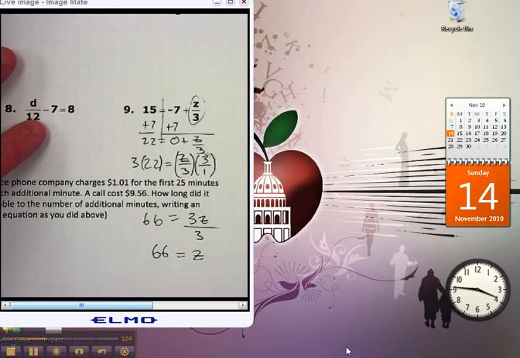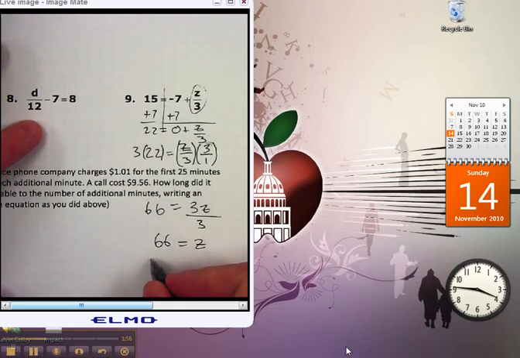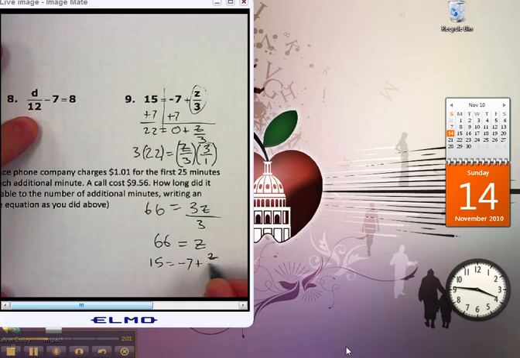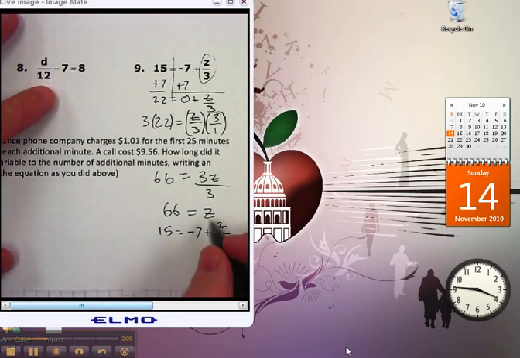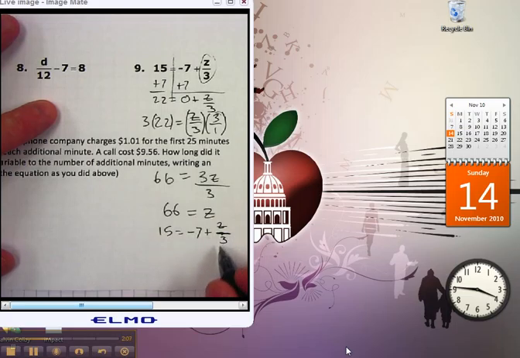But we have to check to make sure that's true. So let's rewrite our original equation. 15 equals -7 plus z over 3. We said z equals 66. We'll put 66 in where we see z. 15 equals -7 plus 66 over 3.